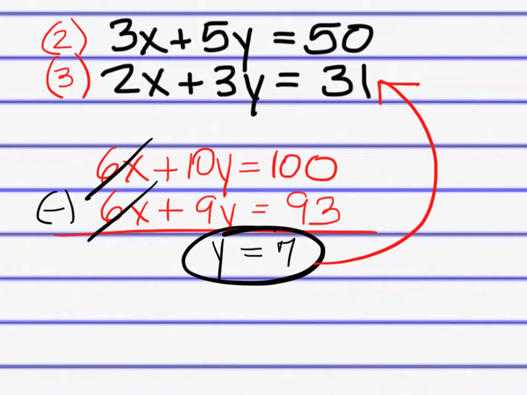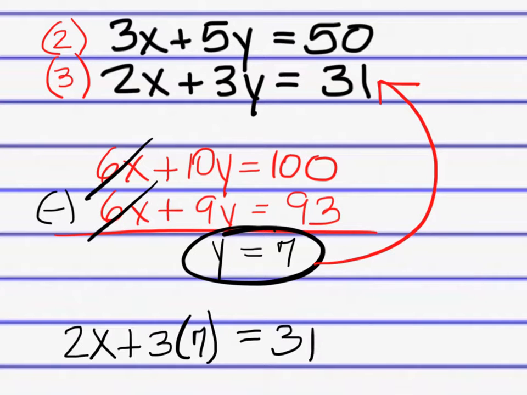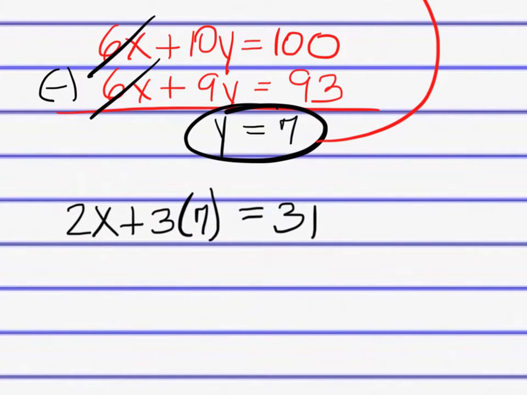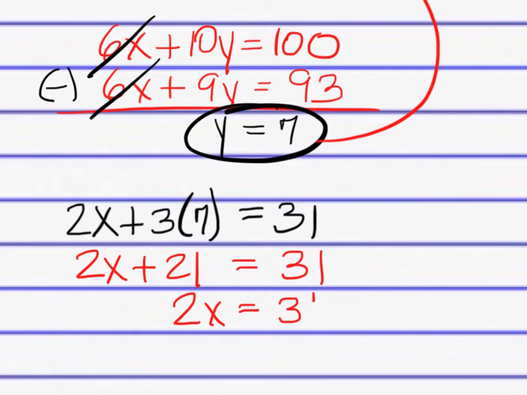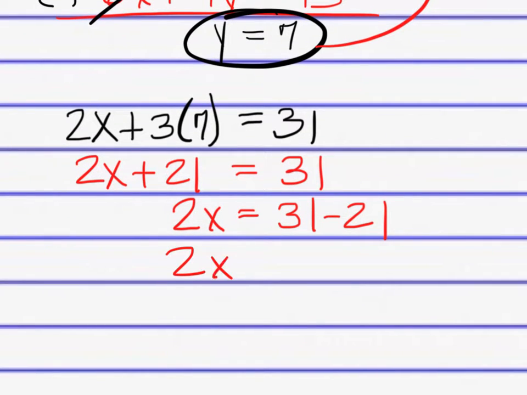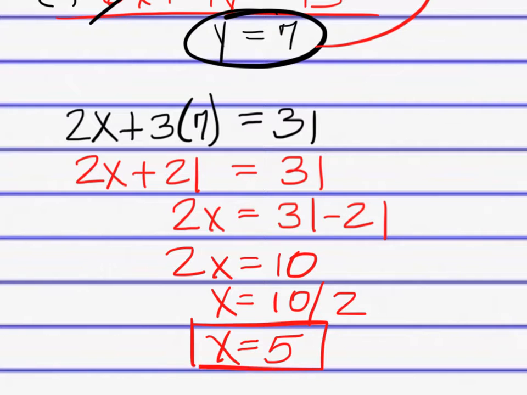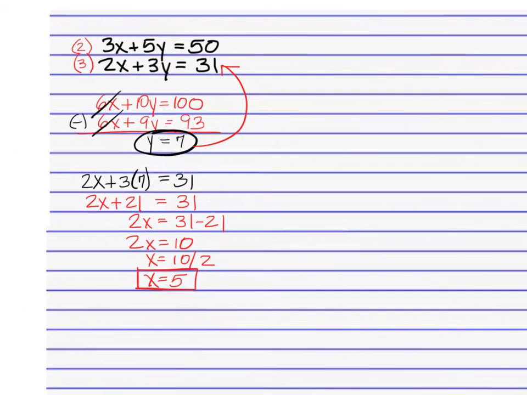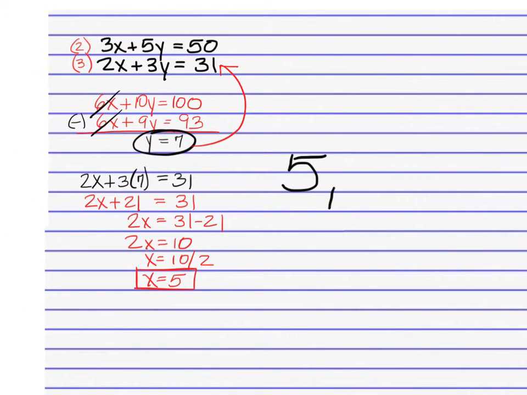this equation and come up with 2x plus 3 times 7 equals 31. Simplify it to get 2x plus 21 equals 31. Move the plus 21 to the right, change the operation, and that'll leave you with a 10, which you will divide by 2 to come up with 5. So your final answer should be 5, 7.